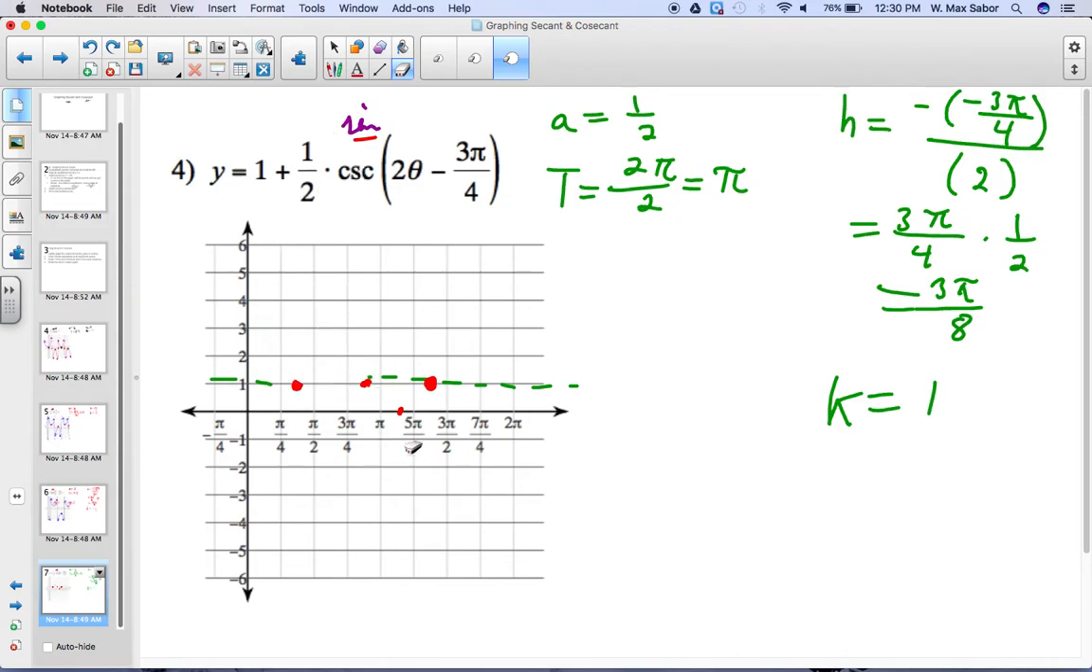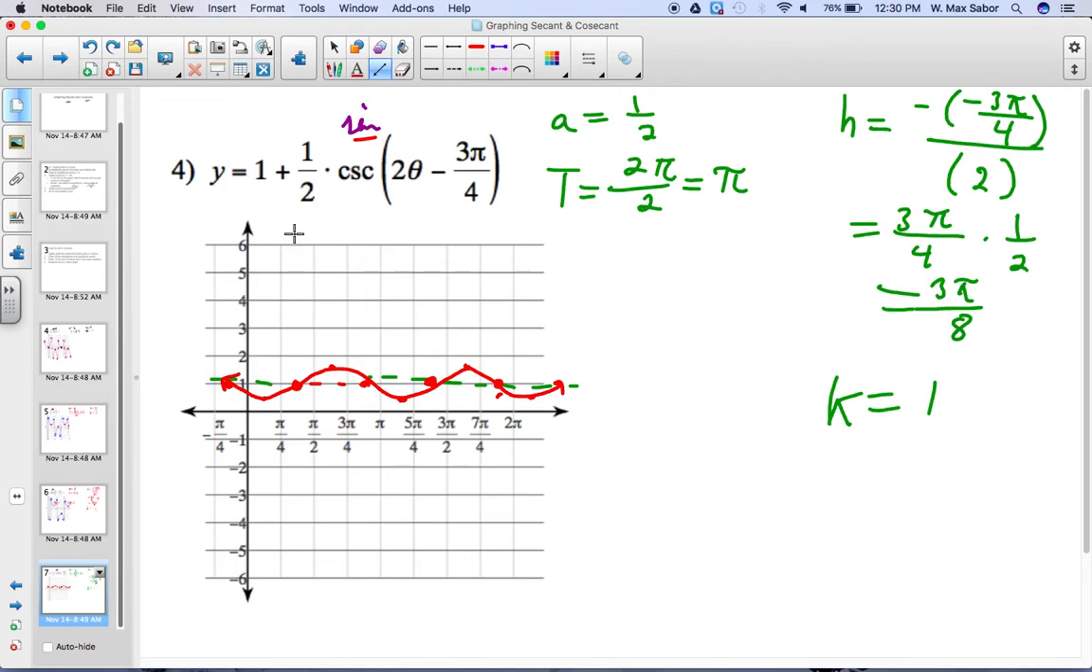Because of the amplitude, the maximum is going to be up 1/2 from our equilibrium line, and our minimum will be down 1/2 from our equilibrium line. So here is what our graph is going to look like for sine. It's a very small curve. There we go. So here is our sine curve.